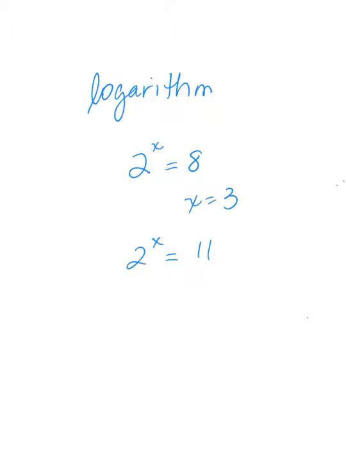You have a variable in the exponent, and it's going to be a number between 3 and 4. So you know it's a decimal between 3 and 4, but you don't know what it is. So you need logarithms to do that.